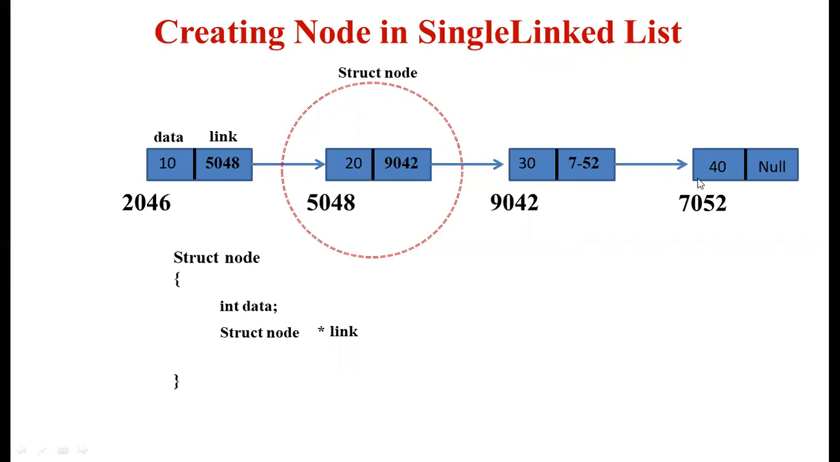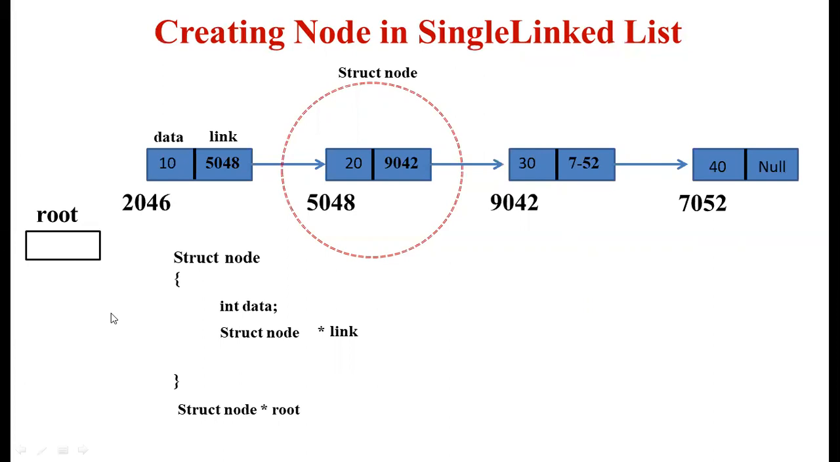Can you say who is pointing to this first particular node? The first node, who will be pointing? So for that first node we have to declare here: struct node star root variable. Okay, so first of all, root will get the memory allocated. So here we are allocating the memory to root.